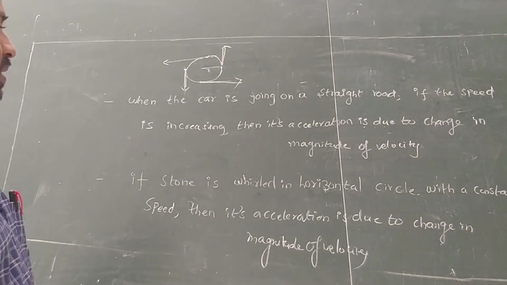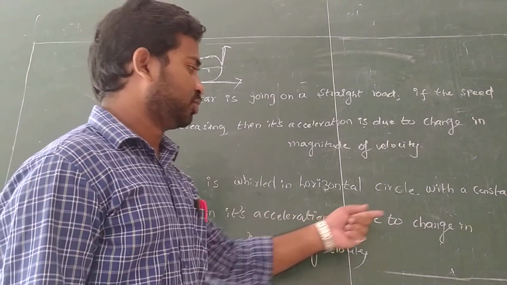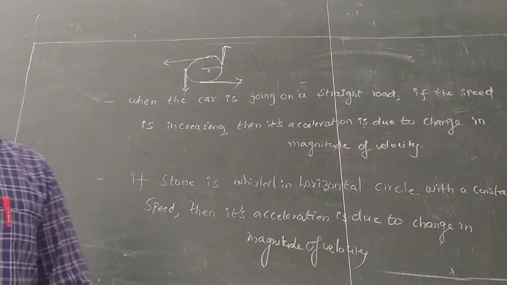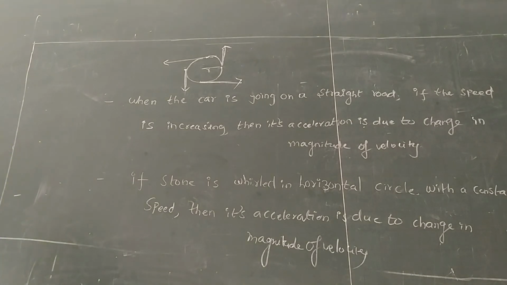So how does the direction change? It means its acceleration is due to change in velocity, not due to the magnitude. It is a change in the direction of velocity. Just note that point also.